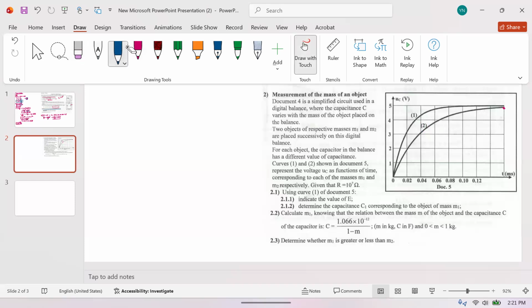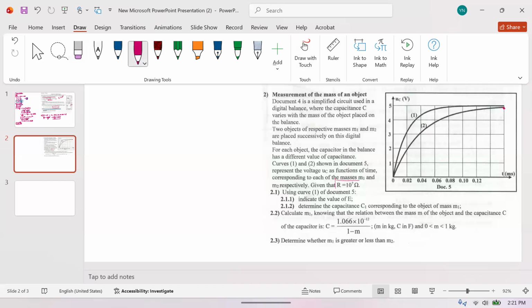Okay, then we read the questions together. Document 4 is a simplified circuit used in a digital balance where the capacitance C varies with the mass of the object placed on the balance. Two objects of respective masses M1 and M2 are placed successively on this digital balance. So we have two masses. For each object, the capacitor in the balance has a different value of capacitance. Each object has a different C, shown in document 5, which is the graph, representing the voltage UC as functions of time, corresponding to each of the masses M1 and M2 respectively. Given R, now we have the resistance. Great.